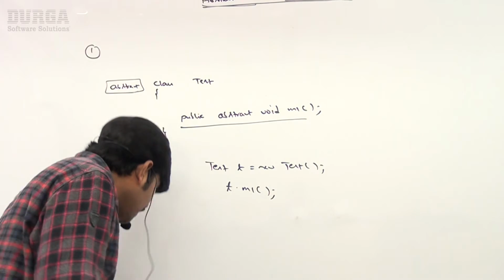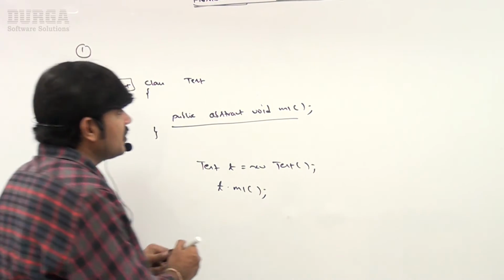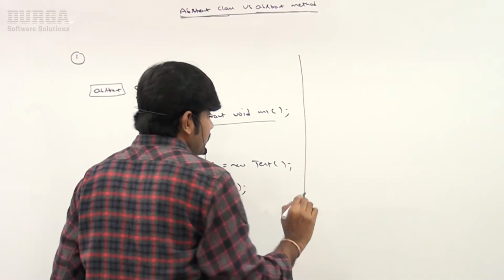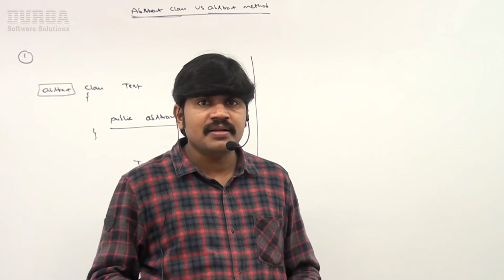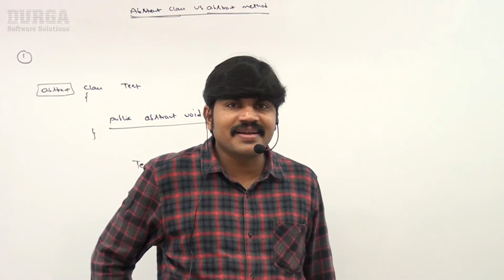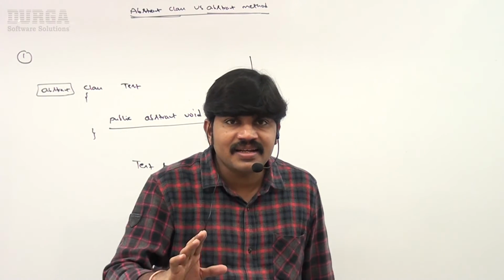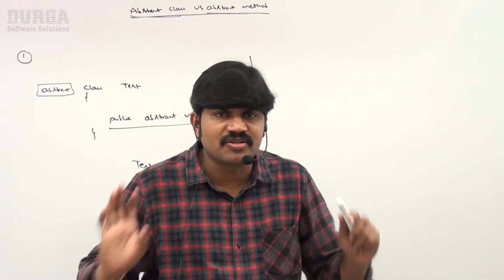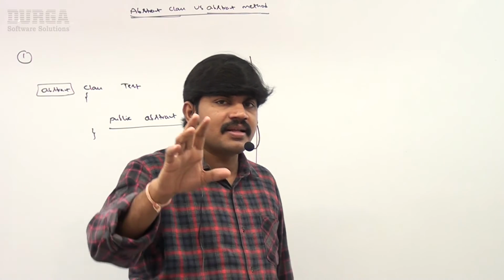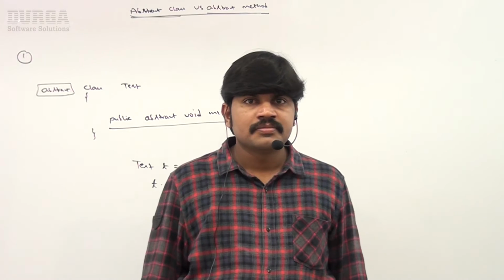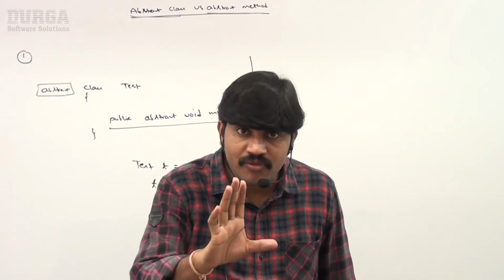Next, immediately you may ask, sir, I have one class. My class doesn't contain any abstract method. Abstract method is not there. Still, can I declare that class as abstract or not? Sir, observe, I have one class.